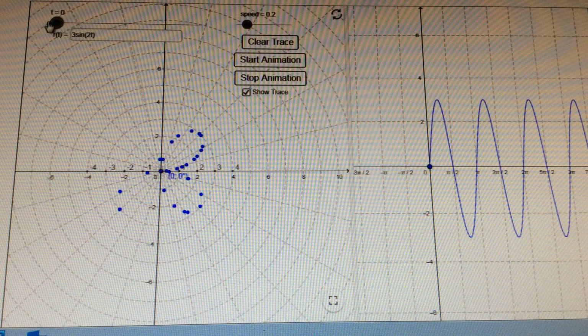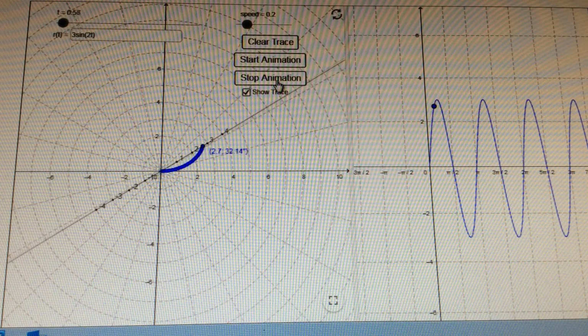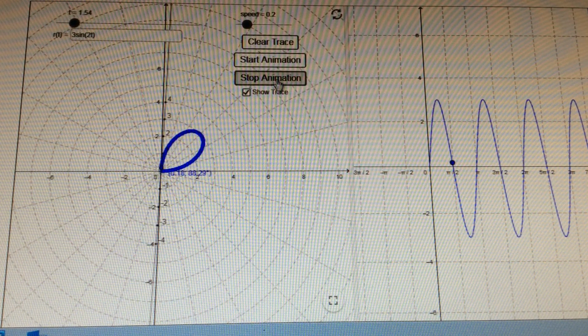Clear, let's go back to 0. See how much faster we rotate now? And so now, look what happens. Our R value is 0 at pi over 2. So this thing's going to go, and it's going to go back to 0. Start animation. So we're scrolling, going, and then bam. Right here, our R value at pi over 2 is going to go back to 0.